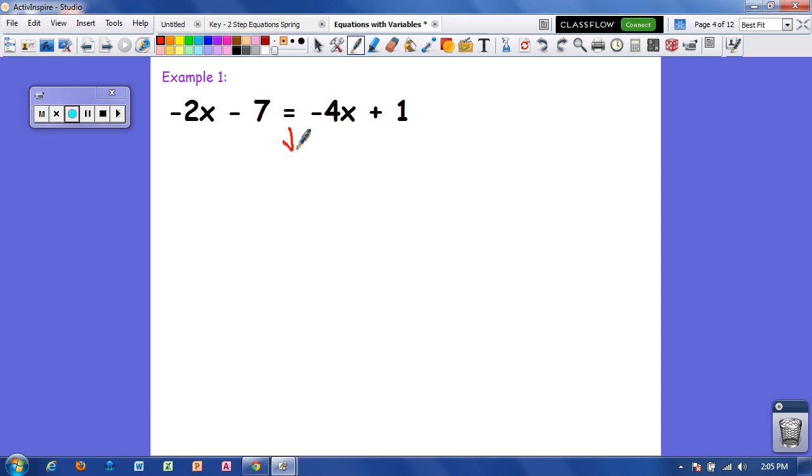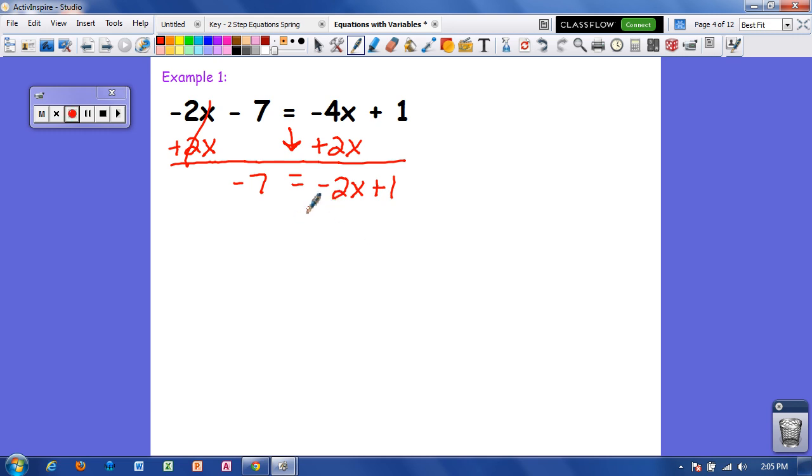Okay. So let's say that instead of bringing the negative 4x over, I want to bring the negative 2x over. So if I have a negative 2x, I would need a positive 2x to make a zero pair. So that's like adding 2x. This cancels and I'm left with the minus 7. Negative 4 plus 2 is a negative 2x plus 1.